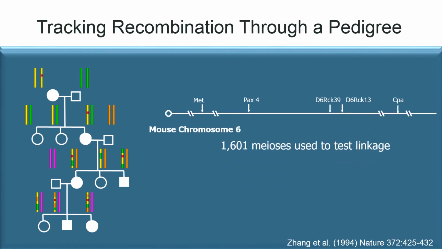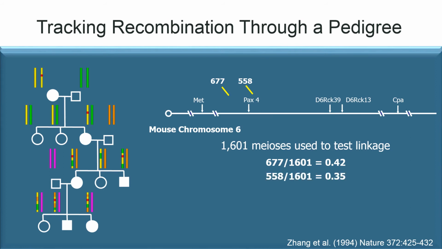So what Friedman and colleagues did was they went to a place on mouse chromosome 6 that was already known to be close to where the OB gene lies. And they started to basically march along this chromosome looking at recombination events. Of 1,601 meiosis, or offspring, they were looking to see how many times that particular marker was segregating with the trait, which would be the obese mouse. In the case of this marker, near the PAX4 gene, of 1,601 meiosis, 677 events were recombination. So they knew that they were pretty far away from the gene.